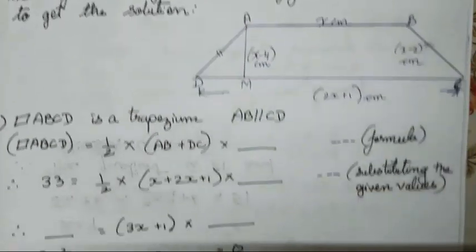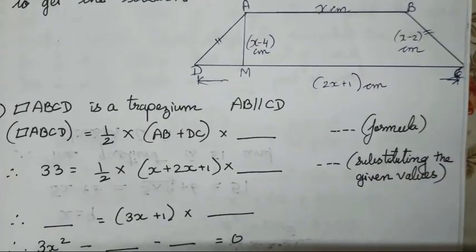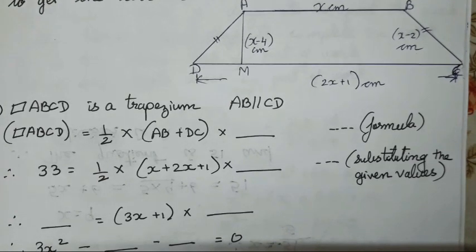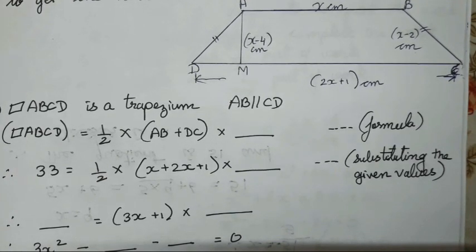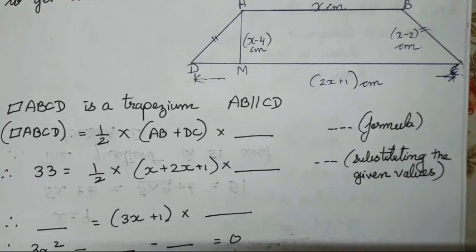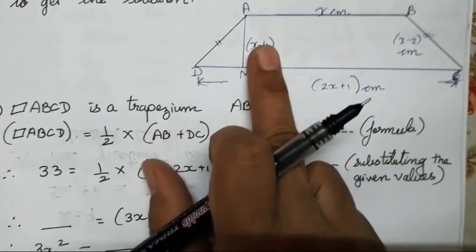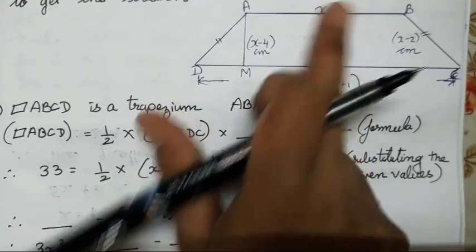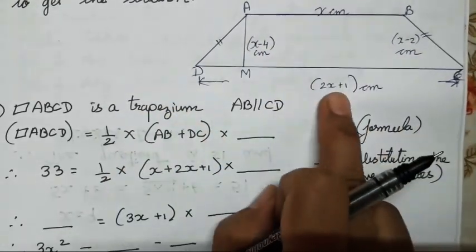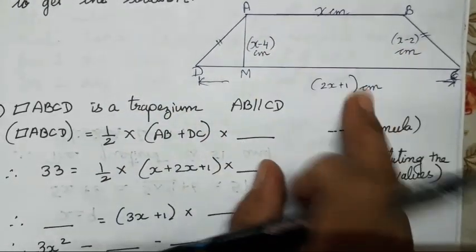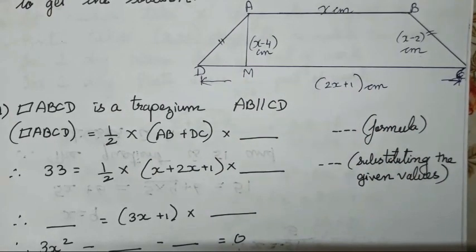Okay, so everything has been given. We have to just fill in the blanks and form the equation. After solving the equation, we will be getting all the four sides that they have mentioned in the figure. See, it's x, x minus 4, x minus 2, 2x plus 1. So everything has been given. We have to just write the formula and expand it.